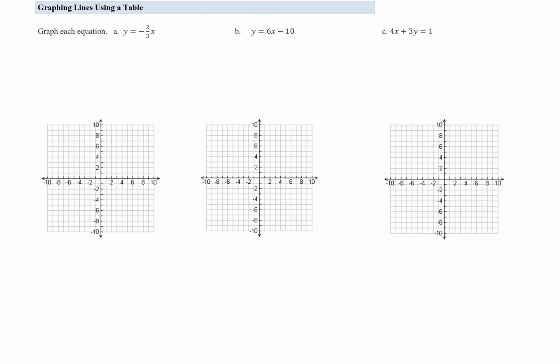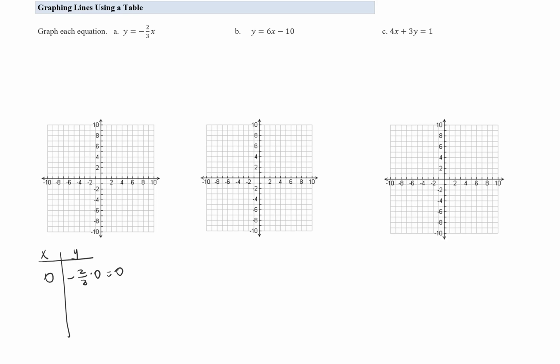To graph a line, we need at least 2 points. So here I will create a table and graph those 3 lines using a table. On the first one, y equals negative 2/3 x, all I need is 2 points, so I can let x equal 0. When we sub in 0 in place of x, we get negative 2/3 times 0, which is 0. And then you can choose any other point you want to.